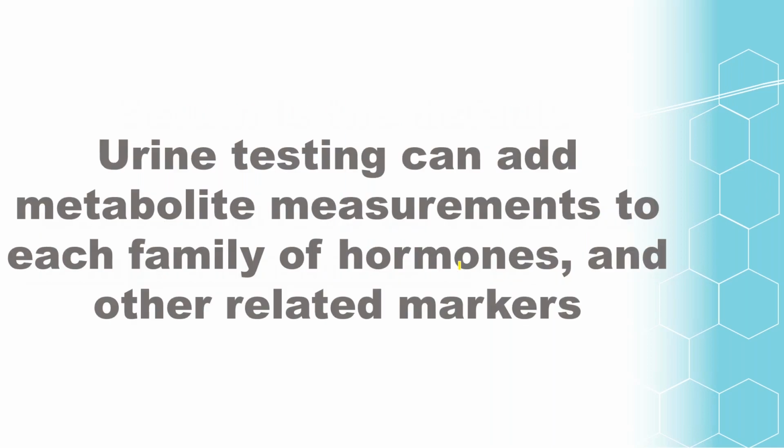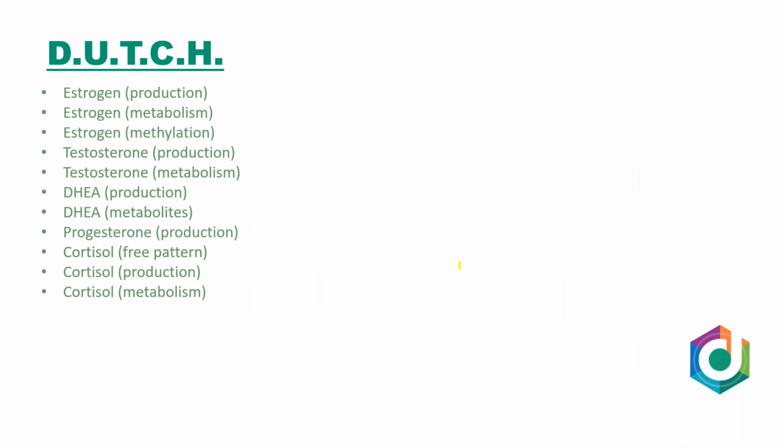Urine testing can add metabolite measurements to cortisol, to estrogen, to the androgens, and that really gives us a much more comprehensive look at what's going on with the patient. The Dutch test was originally meant to look at estrogen comprehensively, not just estrogen production like you can see in serum, but also phase 1 metabolism and methylation. Similarly with testosterone and DHEA, we're looking at production, but we're also looking at the metabolites.